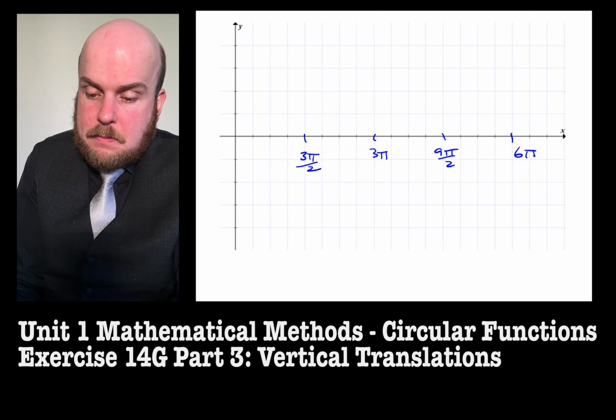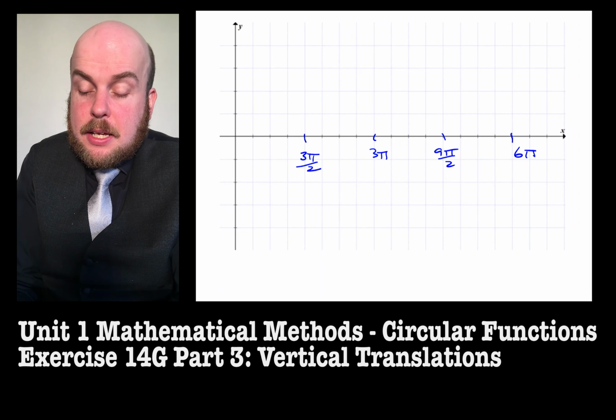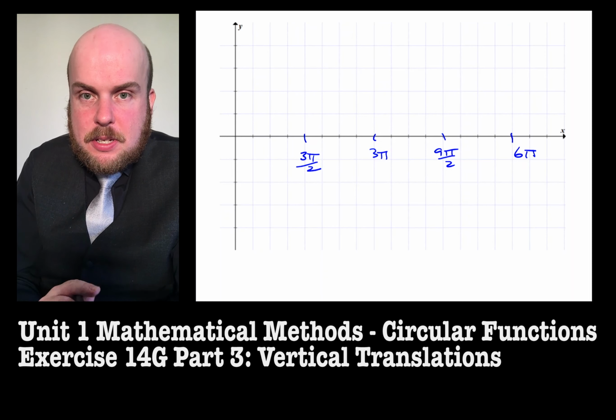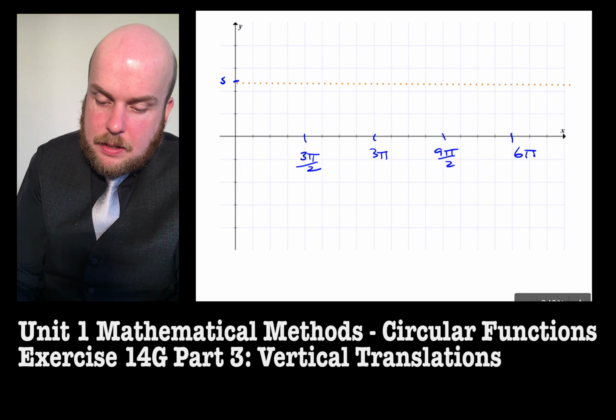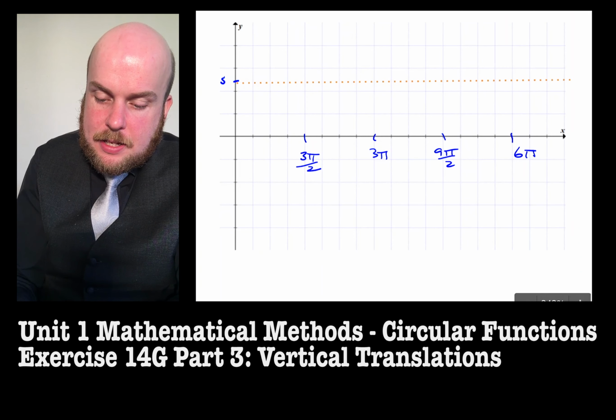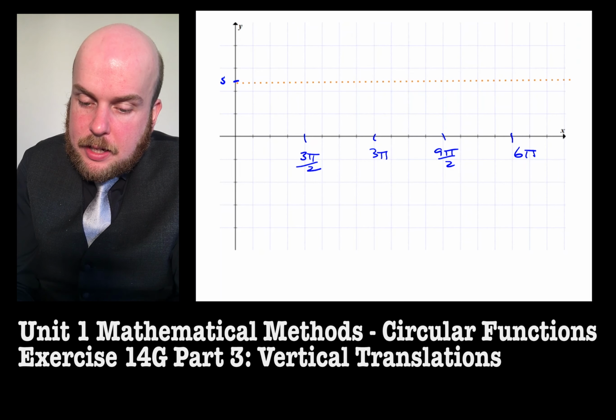It's been moved up by 1. So the amplitude is 4. So that means the highest value, it's been shoved up by 1. So the highest value is going to be at 5. So there we go. I'm just putting these lines in just so I know where to hit each time. 5.